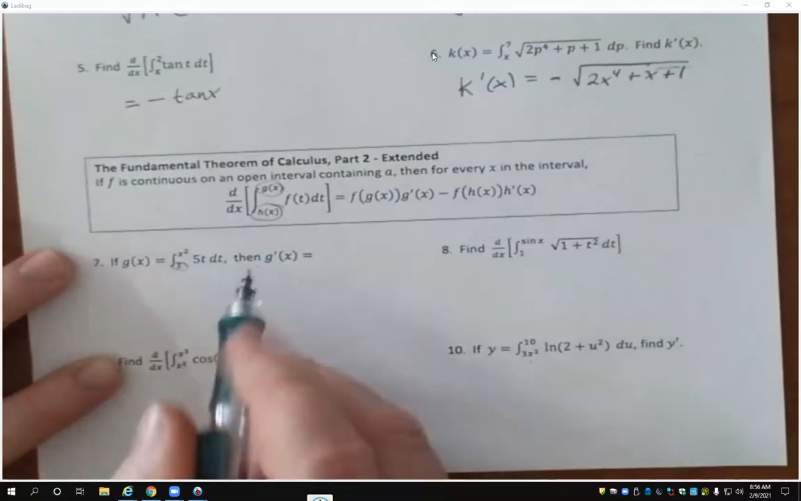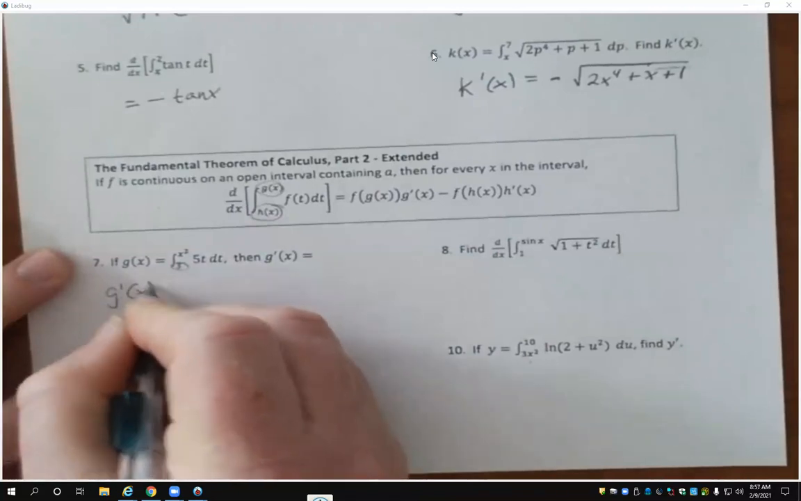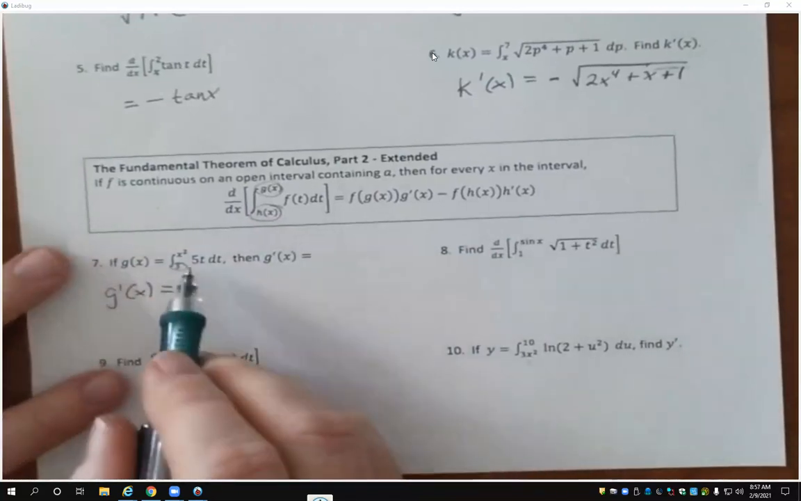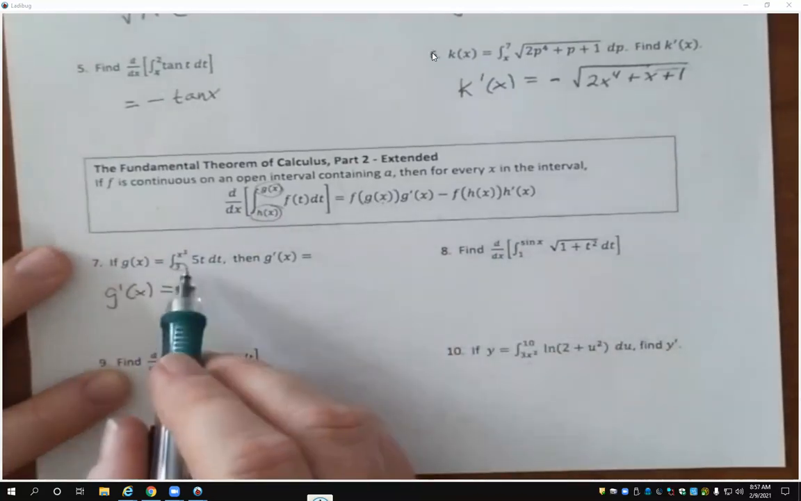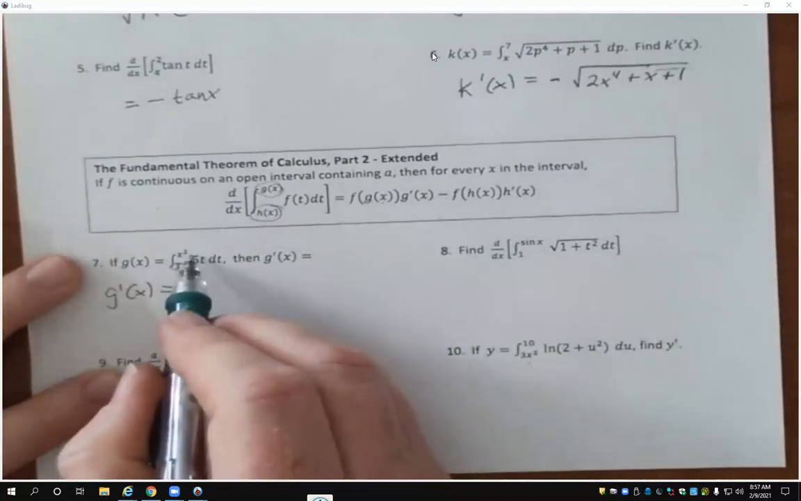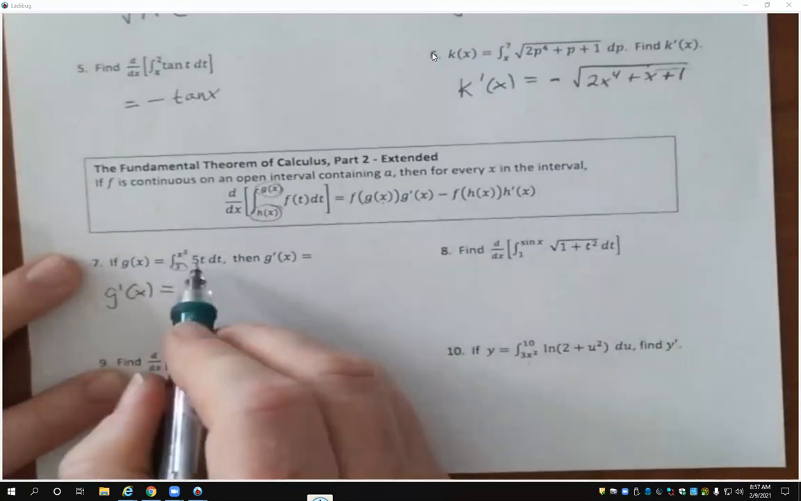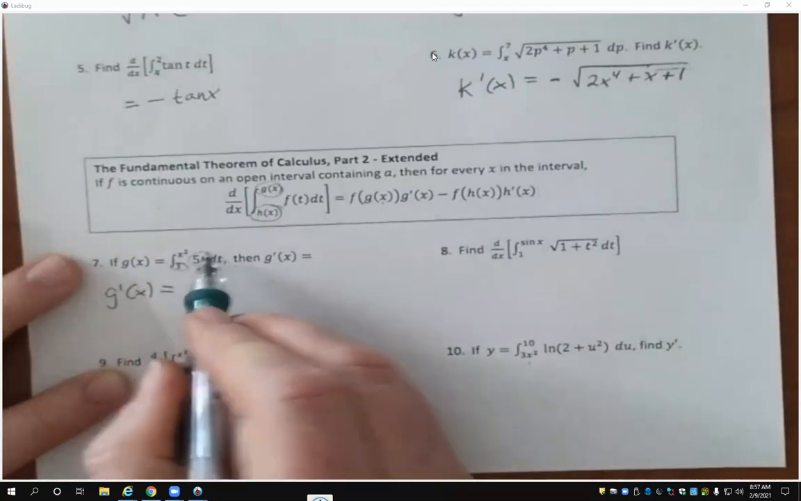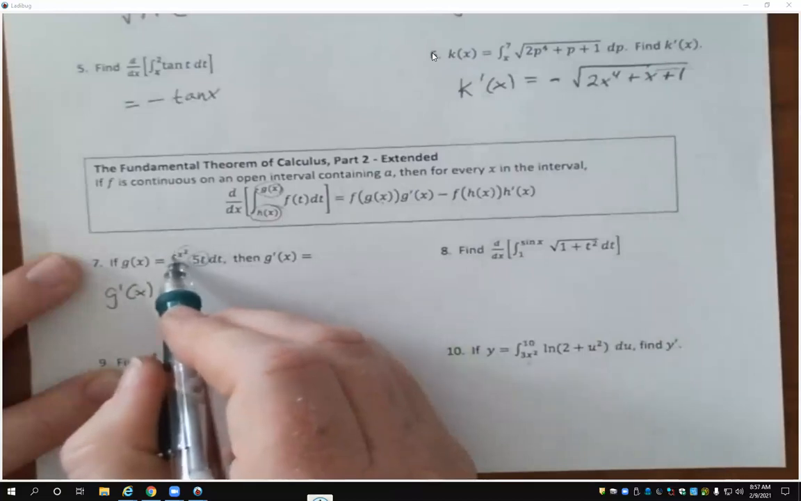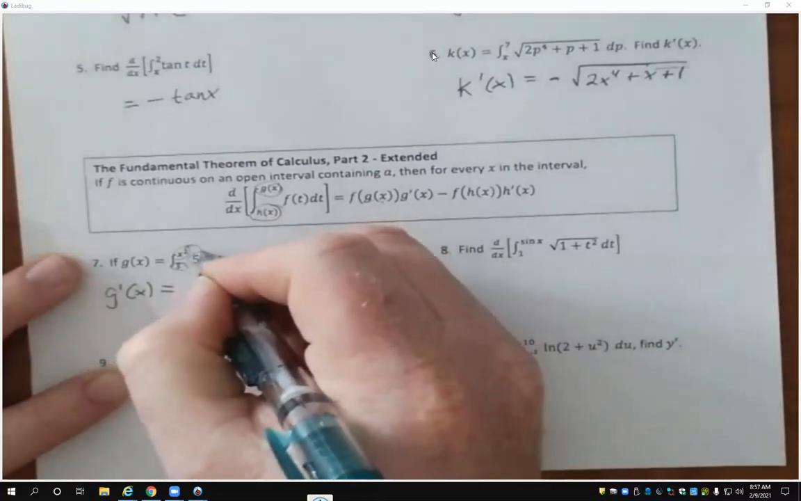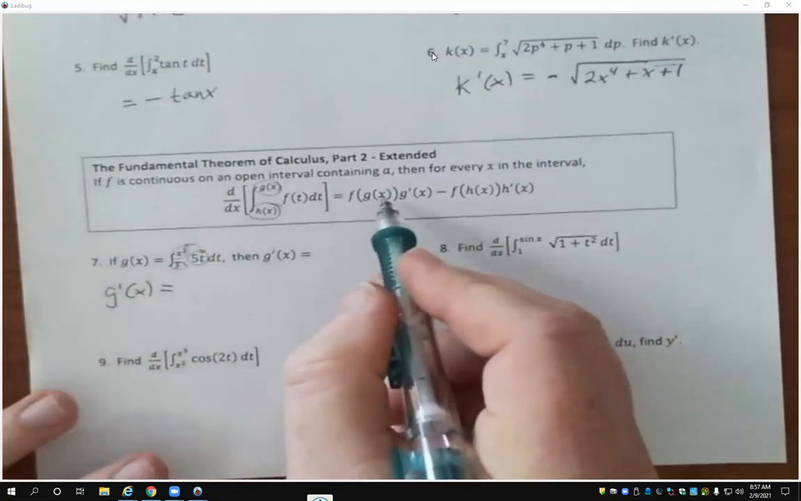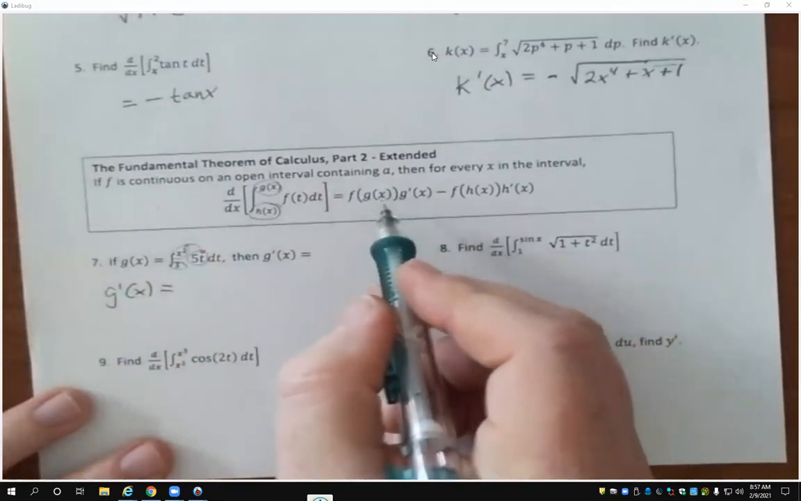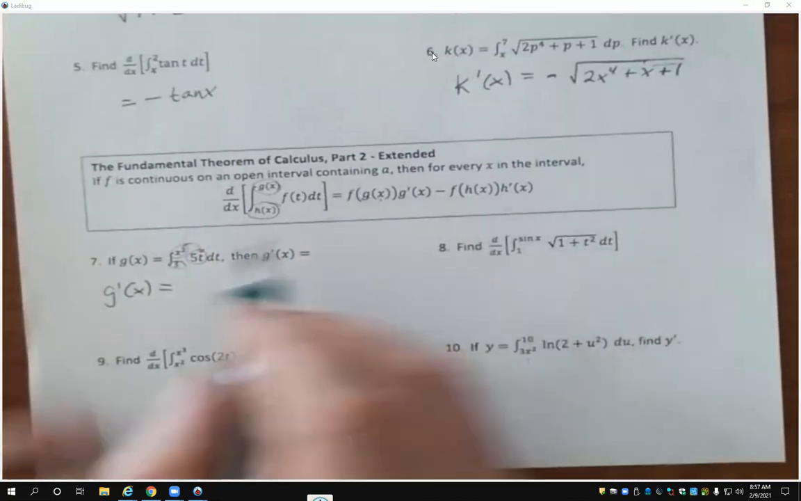Okay, so to find g prime of x, we are going to plug this in. So it's f of g of x. So it's f of, and then g of x is x squared. This is my f, and I'm plugging this g of x into that right there. Okay, that would be f of g of x, right? You're just taking the g of x function and plugging it into the variable of the f function.